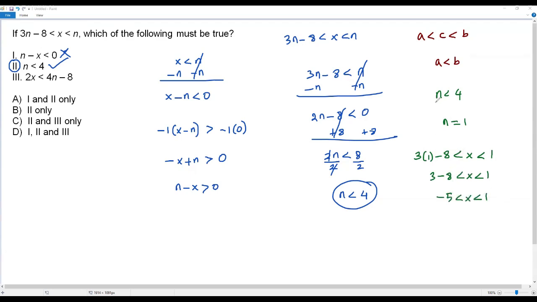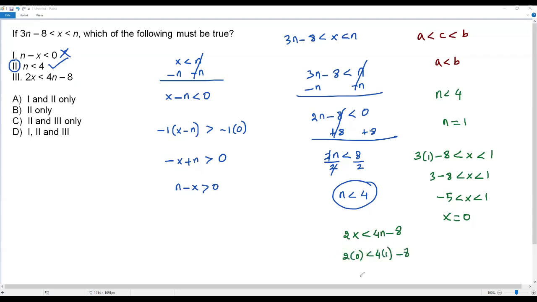So when I consider a value so that n < 4, that is n = 1, we get the range of values for x: the value of x has to be between −5 and 1. Since x takes a value between −5 and 1, we can consider any value which meets this criterion. I think we can take x = 0 for our convenience. Now we have to plug x = 0 and n = 1 into the third statement and verify. So we have 2x < 4n − 8. Now we plug in x = 0 and n = 1, giving 4 times 1 − 8.